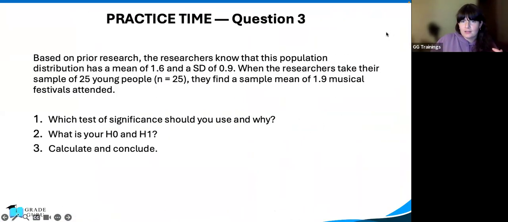All right. Based on prior research, the researchers know that this population, look, the same values, same variables as before. This population distribution has a mean of 1.6 and an SD of 0.9, same. When the researchers take a sample of 25 young people, they find a sample mean of 1.9 musical festivals attended. Which test of significance should you use and why? Okay, you tell me.